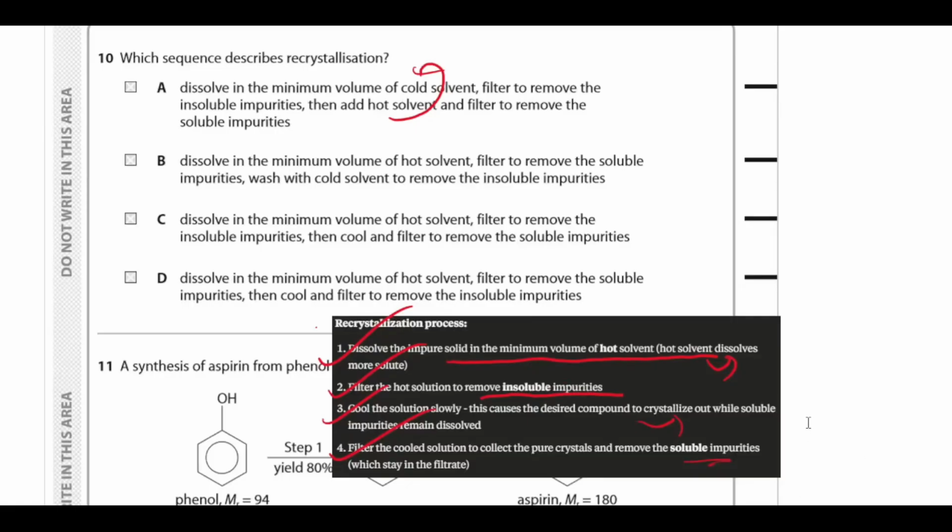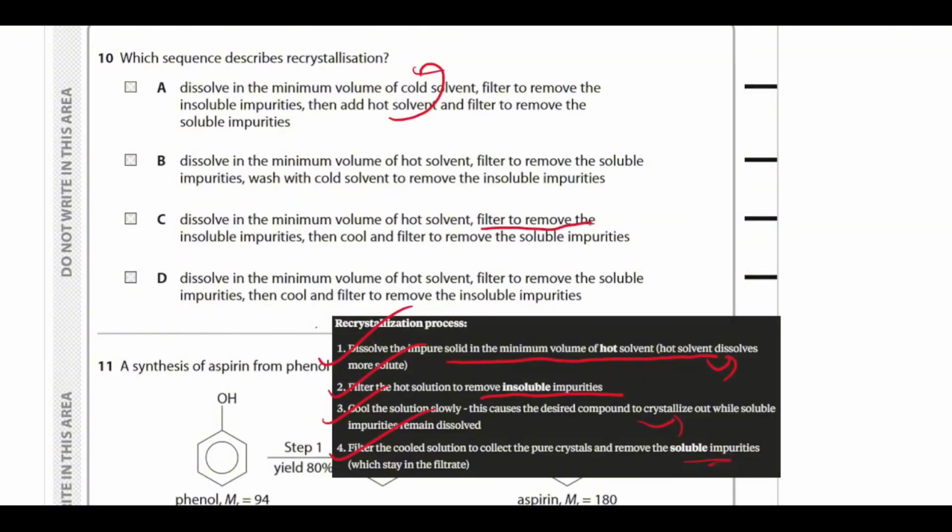So if we tend to see the next one, option C, it says we tend to dissolve in a hot solvent, and then we filter the insoluble impurities, and then they're cooling it, and then they're removing the soluble impurities.